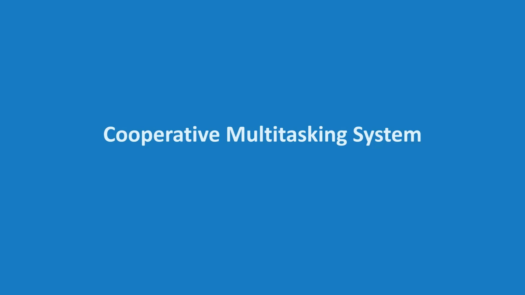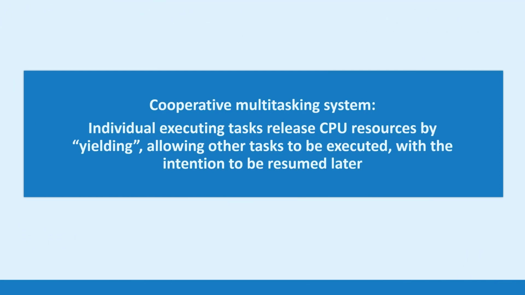Now we can start discussing multitasking systems, and the very first type of multitasking system that we are going to discuss is called Cooperative Multitasking System. So in Cooperative Multitasking System, individual tasks that are being executed right now can release CPU resources by yielding. And yielding is a special kind of instruction. While they yield, these tasks will release the CPU resources and other tasks will get a chance to be executed.